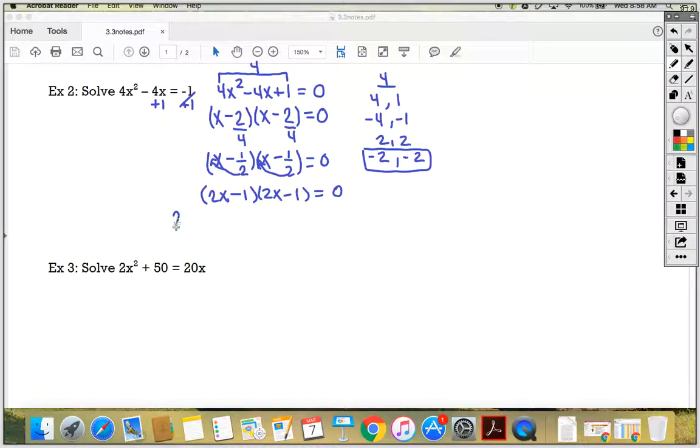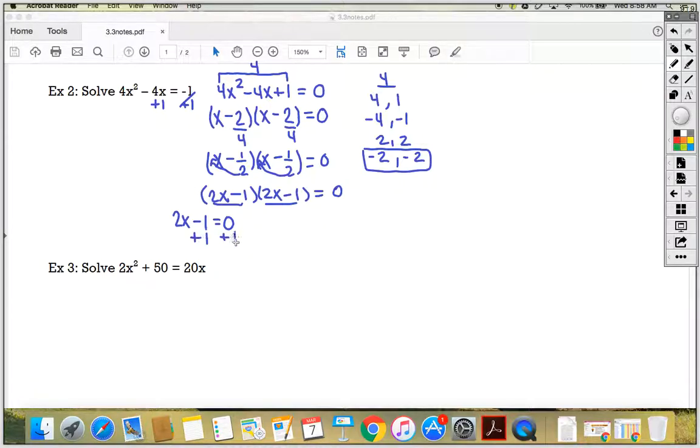So I'm going to take 2x minus 1 and put it equal to 0. If you notice, these are exactly the same. When that happens, you really only need to solve one of them. There's no point in solving both of them because you're going to get the same exact answer. So this is a situation where you're only going to have one answer instead of two. So I really just need to solve it once.